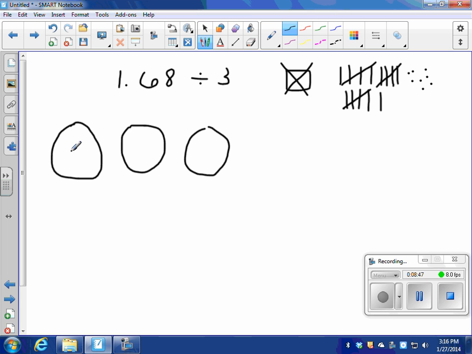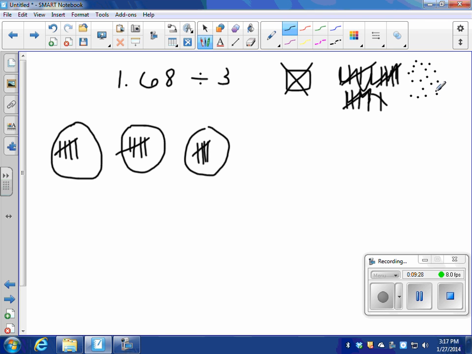So let's go ahead and partition out the tenths that I can. So I have 16. So I know I can put 1, 2, 3, 4, 5, 6, 7, 8, 9, 10, 11, 12, 13, 14, 15. So that gets rid of this, and this, but then I have 1 left over. So I'm going to take this one and I'm going to trade it in for 10 hundredths. 1, 2, 3, 4, 5, 6, 7, 8, 9, 10.